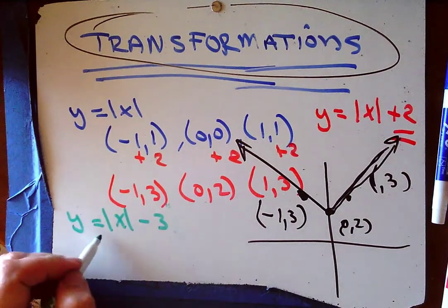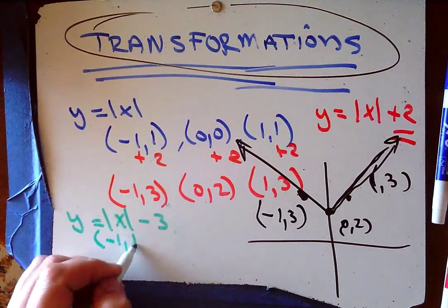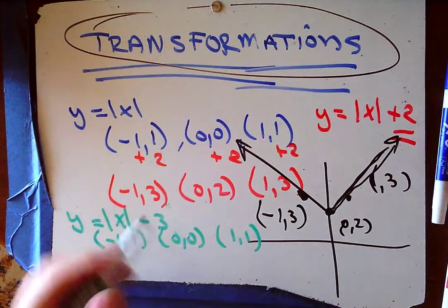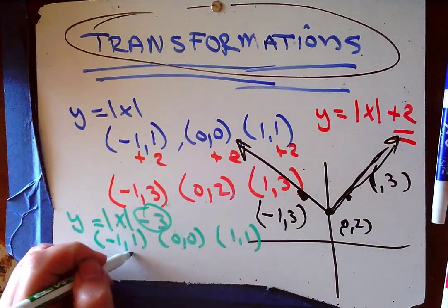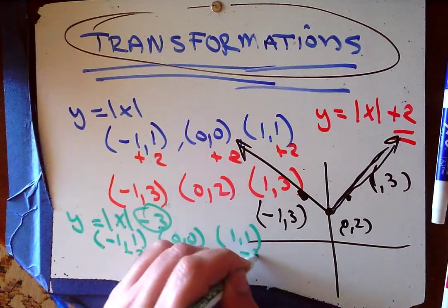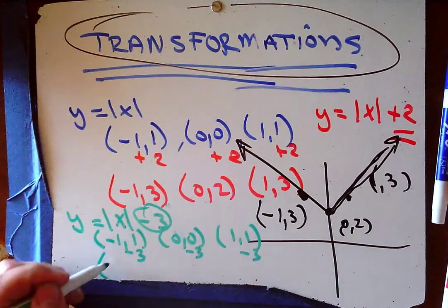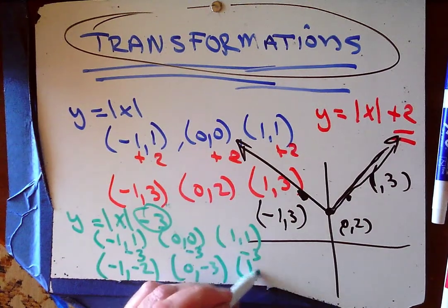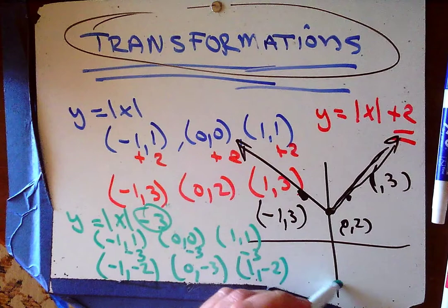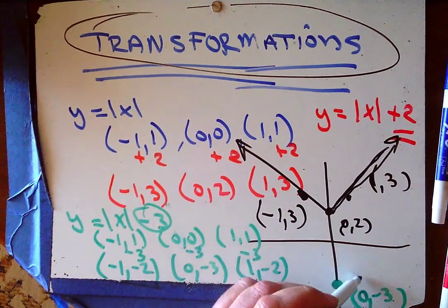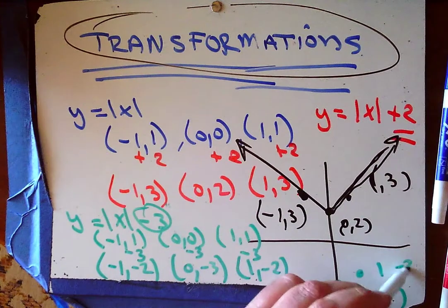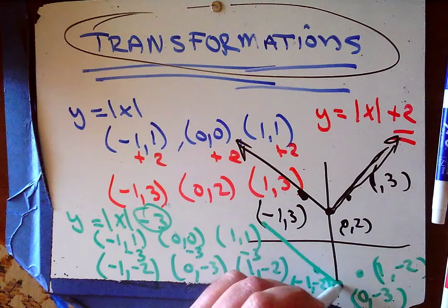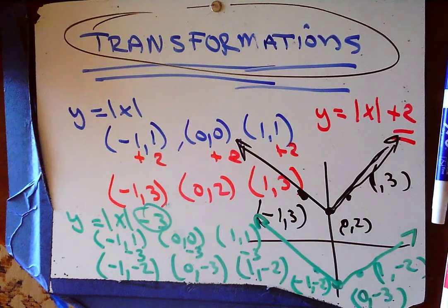Okay, so for this one, I'm going to start with those same reference points from the reference graph. But because I see this -3, I'm going to add a -3, or subtract 3, from all the y values. So my new points will be (-1, -2), (0, -3), (1, -2). So my graph: (0, -3), (1, -2), and (-1, -2), and the same shape.